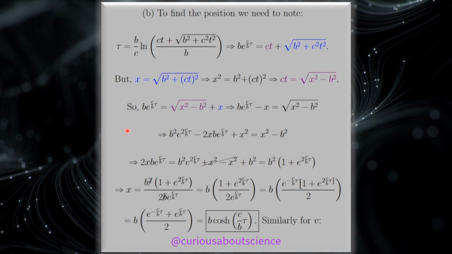That being said, we could solve everything here. B e to the c over b tau is equal to everything now in terms of x. Wonderful. Why? Well, of course, we're trying to find the velocity, so we have to use everything in order to get rid of things for the position, or excuse me, the position function. That being said, we're going to have to do a little more algebra work.